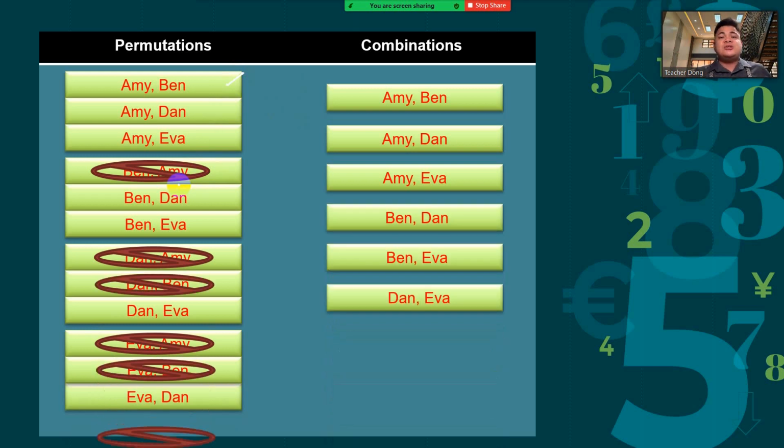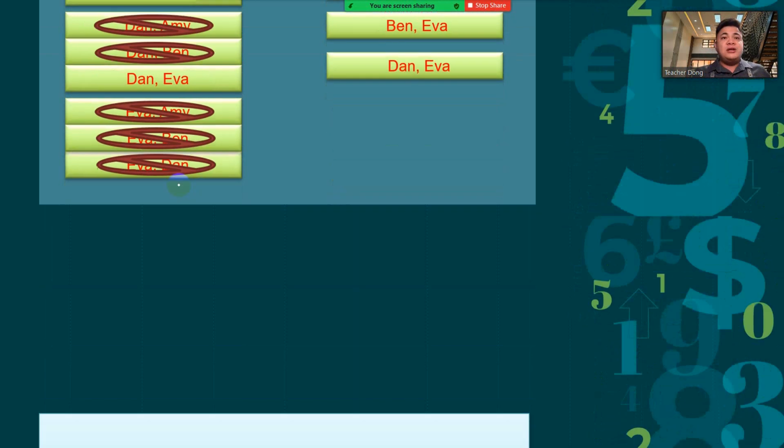So that is combination. If we count the number of arrangements for combination, without following the order, of course, we only have 6. Where are the other 6? They are just the same as the 6 that you are seeing. I do hope that you are able to differentiate permutations and combinations.